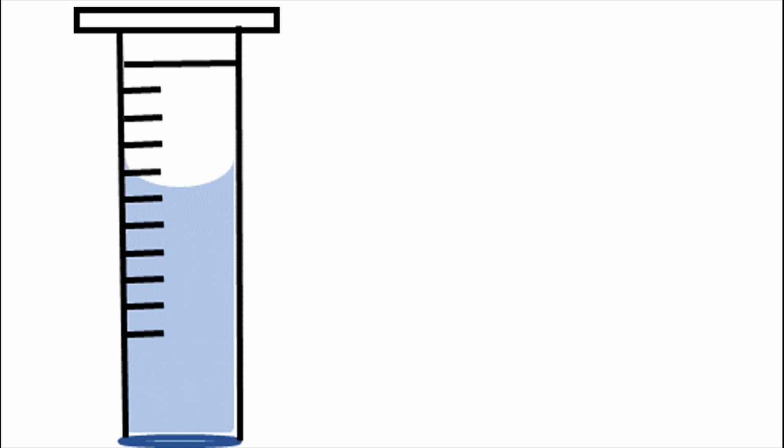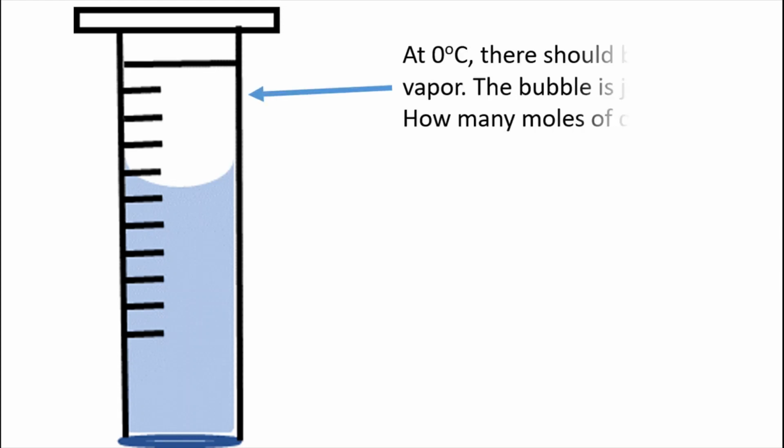So let's take ourselves to that point, which for Reed and Ben's data was 3 degrees Celsius. Yours might be closer to 0, might be a little higher, close to 5, doesn't matter. This is our lowest temperature point. What we're saying is that at 0 degrees Celsius, there should be no water vapor. The bubble is just dry air.